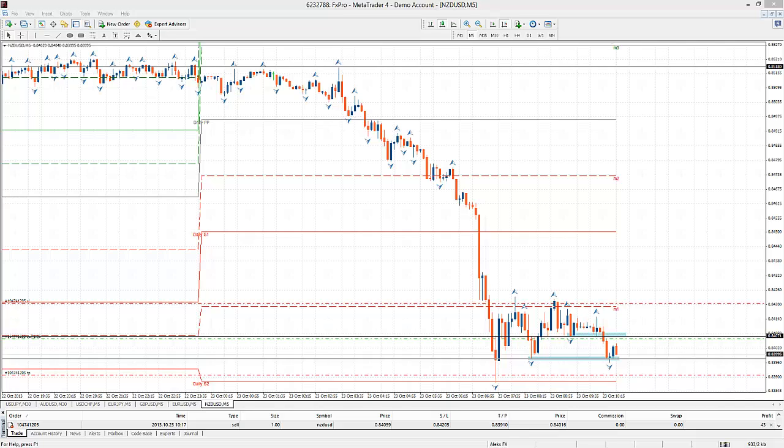Currently 4 pips up on the trade. Can't reduce risk just yet. We need to wait and see if we can get another fractal forming. So very slow market at the moment. We'll see if we can get renewed selling coming in at some point. So really just being patient now to see what price does next.